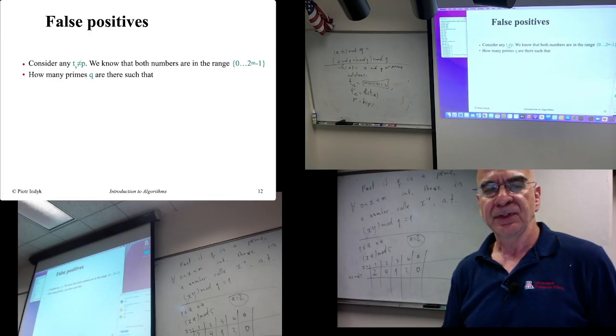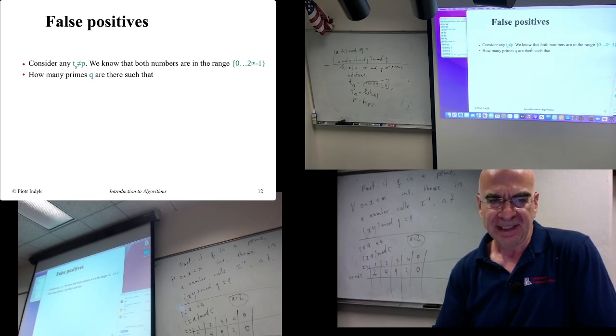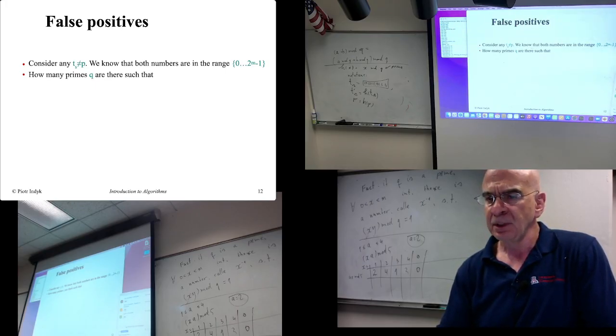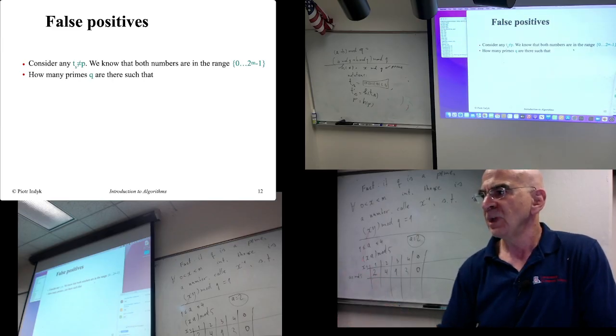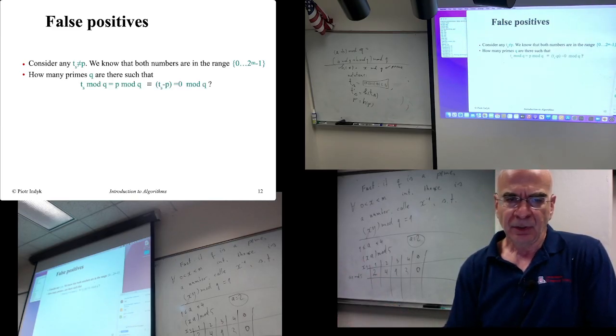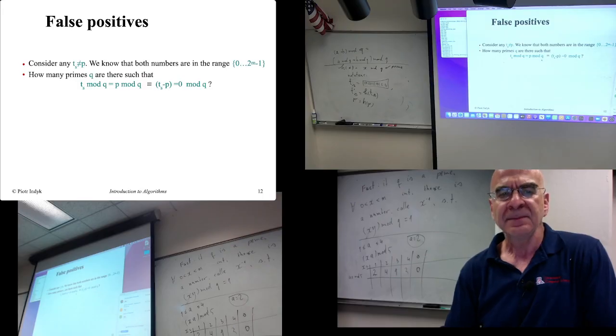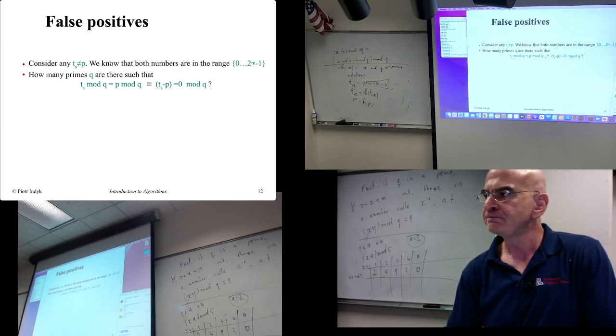So I know that these numbers by themselves, before the modulo Q, live between 0 and 2 to the m minus 1. Why? Because I just used m minus 1 bits. Nothing much smarter about it. So, question: how many primes can you find such that T of S modulo Q equals P modulo Q? How many different primes Q could I find that will cause this false matching?